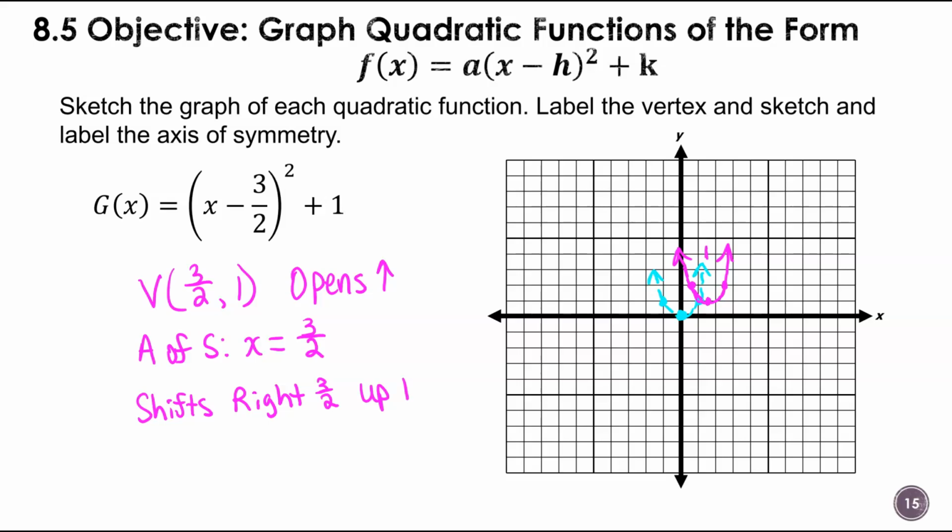And then my axis of symmetry is going to go through my vertex. x equals 3/2. And there we have it. Now, I know that last drawing was a little sloppy. Sorry about that, but that is it, guys.